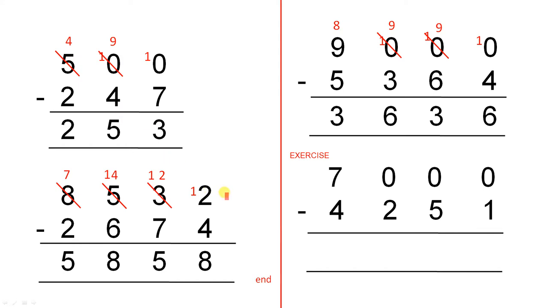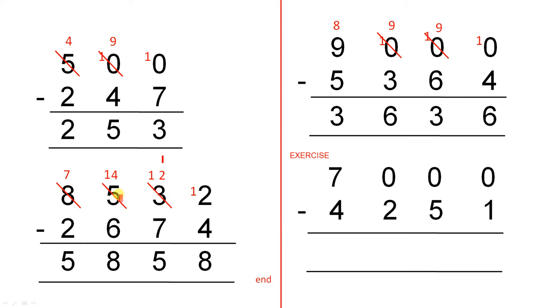This is a very interesting one. 8,532 minus 2,674. 2 take away 4 we cannot do, so we trade. That 3 becomes a 2, so it's that 2 there. Okay, so there's the 1. 12 take away 4 gives us 8. Now 2 take away 7 we cannot do. Okay, you can see that.